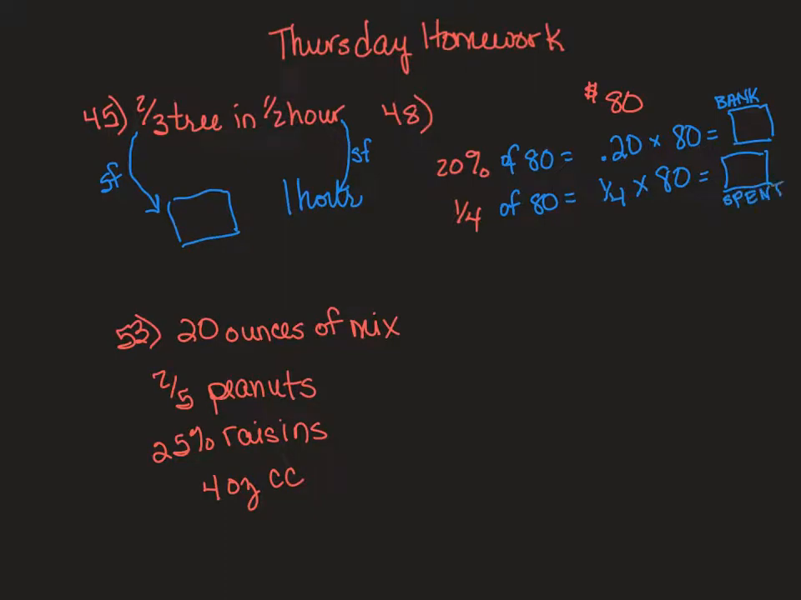Okay, so if I add up what went into the bank plus what was spent, and I take that and subtract it from the $80, I know what's left. That's what's left right there. So I'm going to take what she put in the bank, what she spent, add it together, subtract it from the $80, and I get what's left. Another very straightforward one. Okay, now 53, very, very similar.